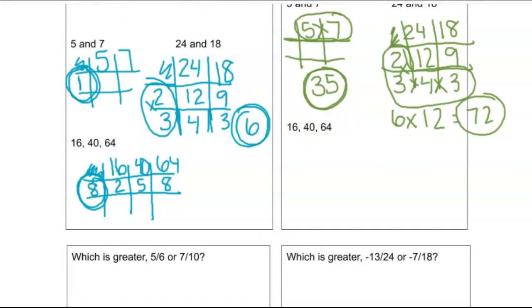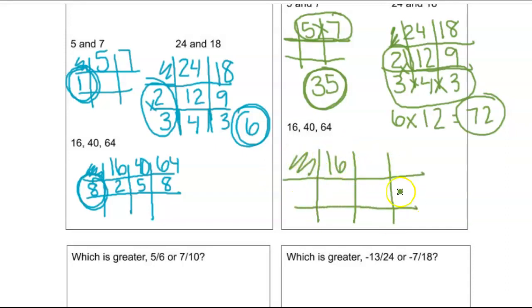And again, we have a 3. We're going to have a mega board on the bottom. So I have 16, 40, and 64. I'm going to take 8 out. 8 times 2 is 16. 8 times 5 is 40. And 8 times 8 is 64.